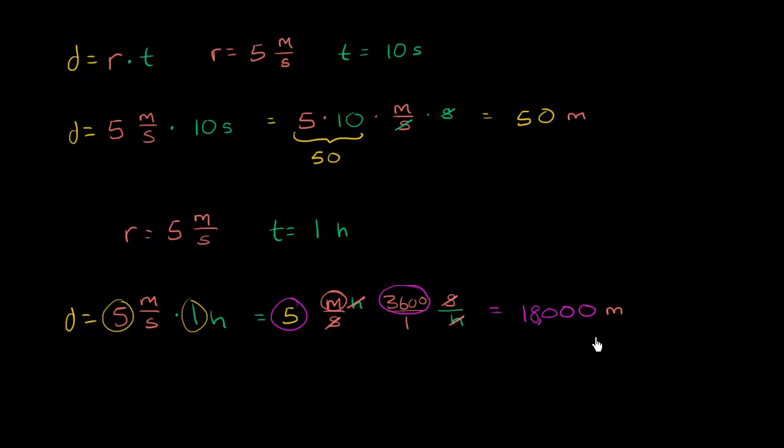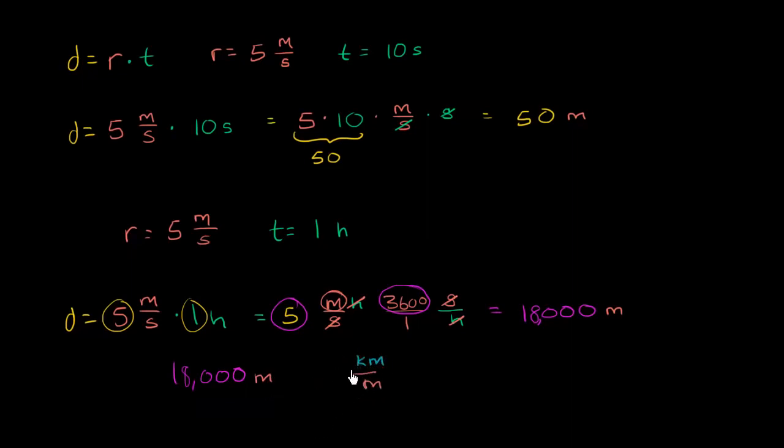But let's just use our little dimensional analysis muscles a little bit more. What if we didn't want the answer in meters, but we wanted the answer in kilometers? What could we do? Well, we could take that 18,000 meters, and multiply it by something that has meters in the denominator and kilometers in the numerator, then these meters would cancel out and we'd be left with the kilometers.